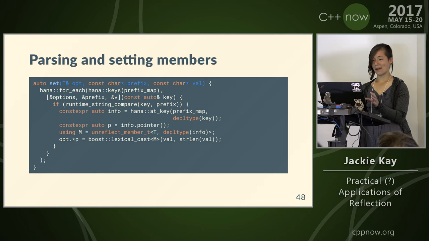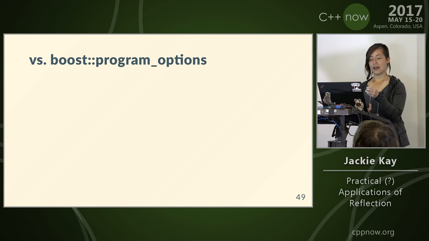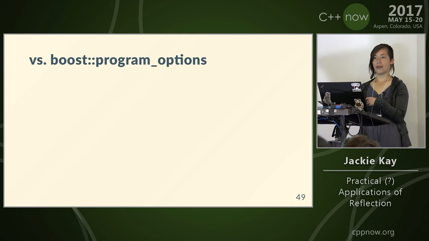Okay, I wanted to see if this work I was doing, playing around with reflection, was any improvement at all on boost program options. Raise your hand if you've used boost program options. Yeah, it's a very commonly used facility for this problem. Boost program options requires you to collect a variable map of options, and then after you parse argc and argv, you have to do an any cast to get your values out of the variable map.